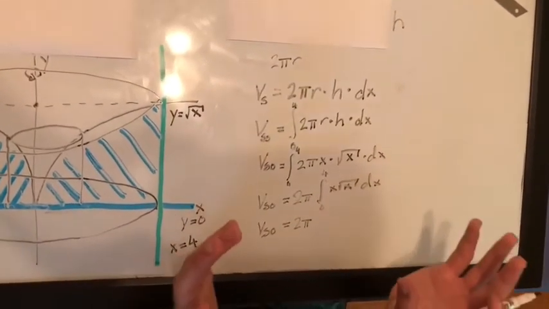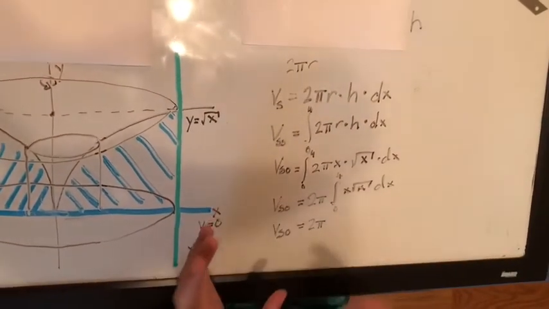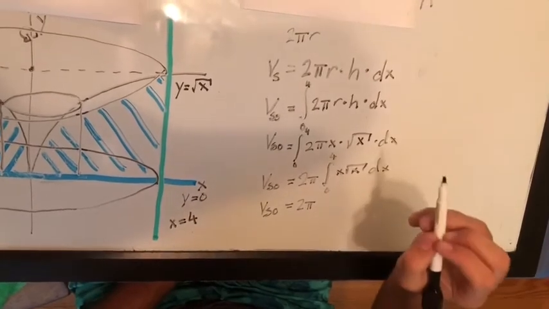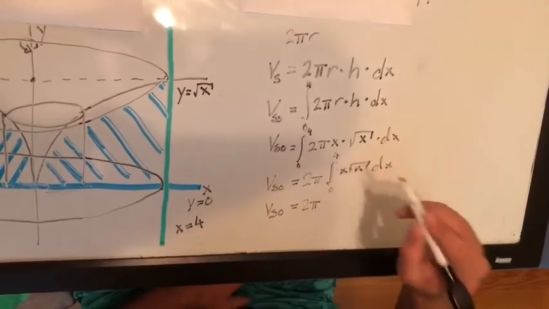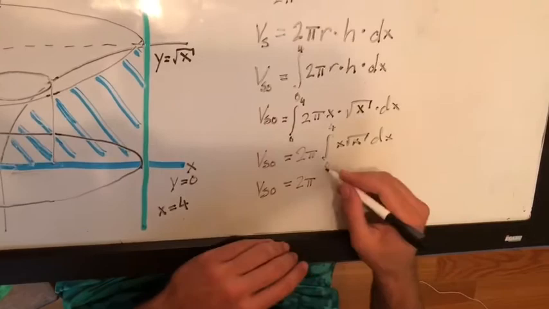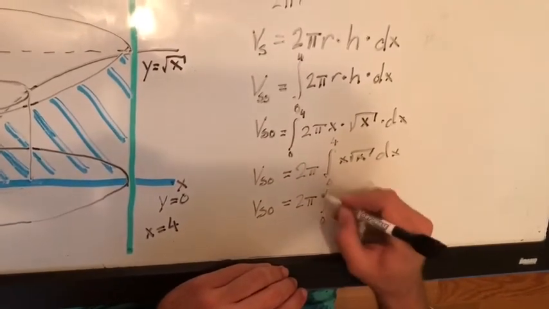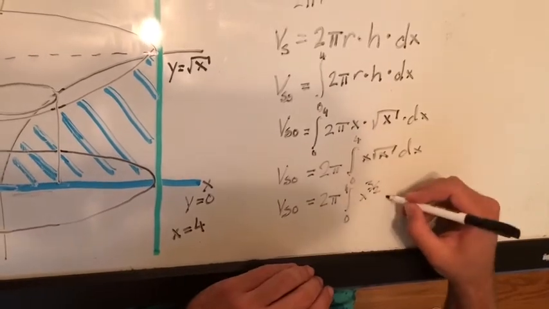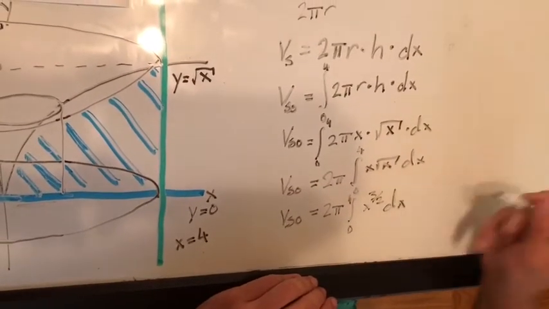So when we multiply two same variables with two different exponents, we just add the exponents. So 1/2 plus x to the 1 is x to 3/2. So integral from 0 to 4, x to the 3/2 dx.